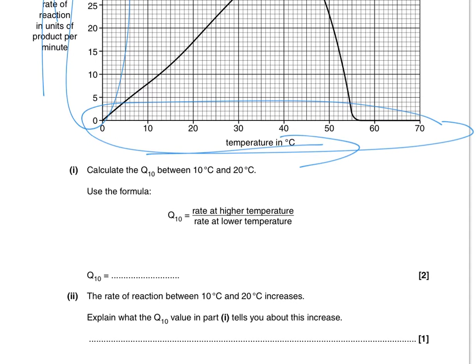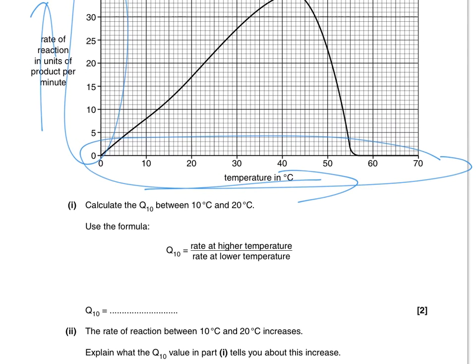Calculate Q10 between 10 degrees and 20 degrees. Now, some people, again, are going to look at that and go, Q10, what the hell's that? I have no idea. I'm not going to even attempt this question. But you have to have a go. Please have a go at this, okay? It's not that hard. So you use the formula they've given you, rate at higher temperature divided by the rate at lower temperature. So it is as easy as just dividing two numbers.